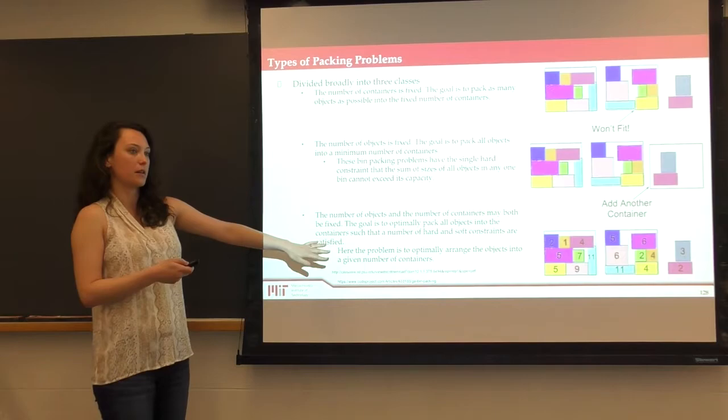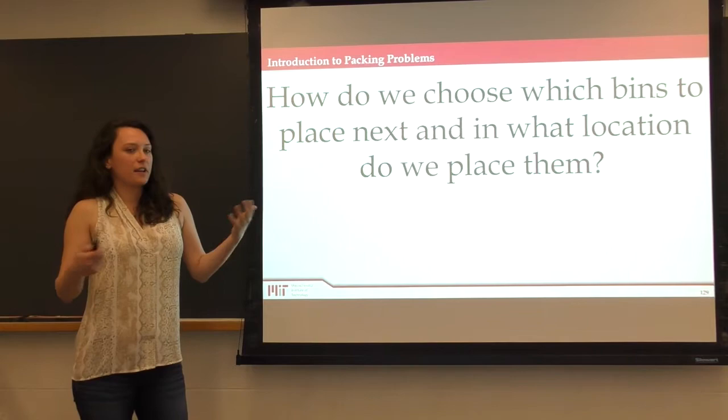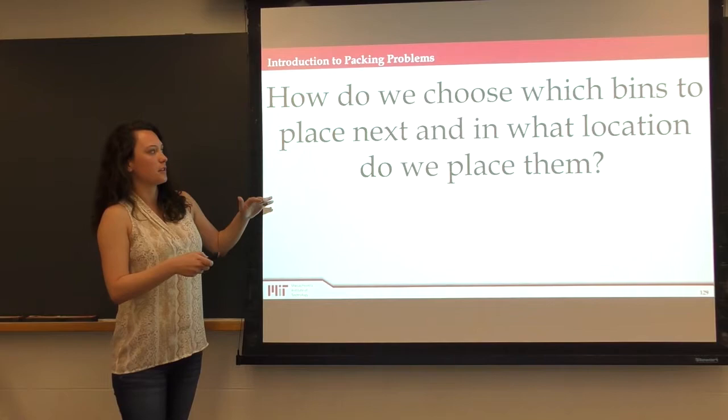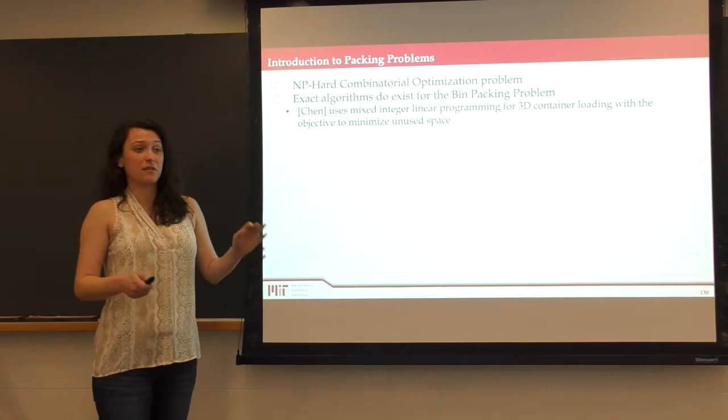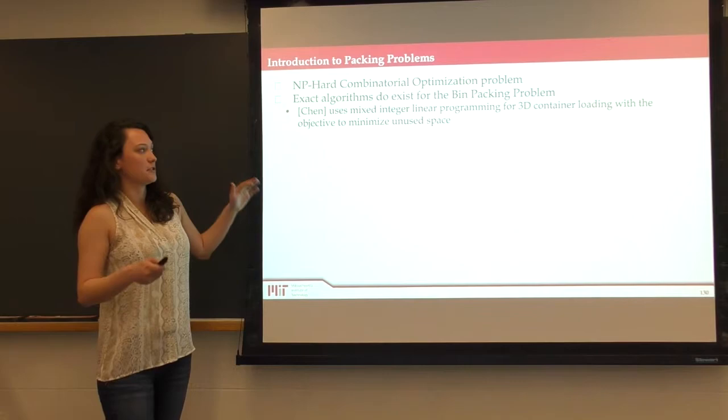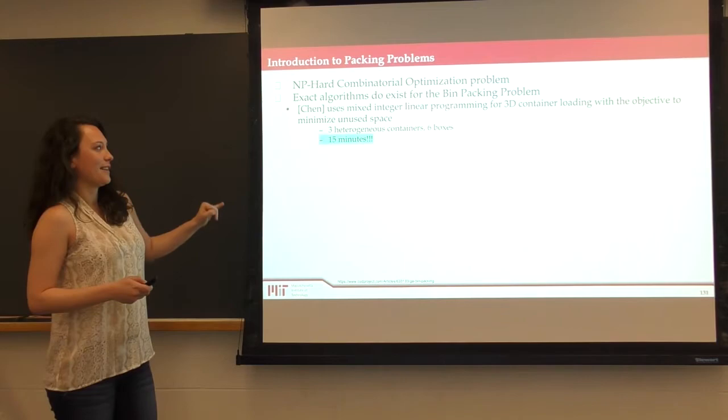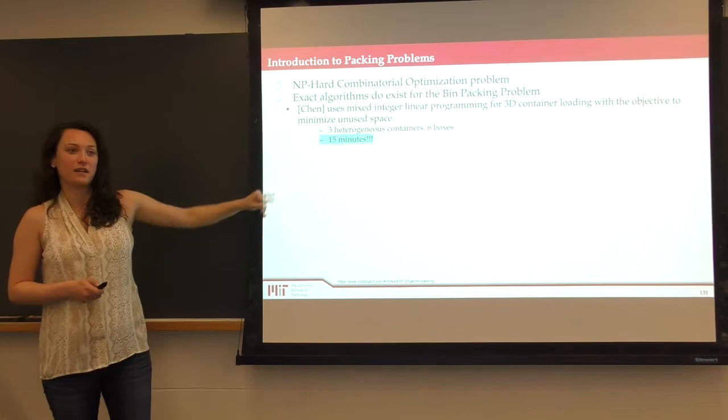The next question is, how do we choose which bins to place the objects in, and in what location? As I mentioned before, it's an NP-hard combinatorial optimization problem. There are exact algorithms that solve for optimal solutions every time. One example is mixed integer linear programming. There are also branch and bound techniques. But in one paper that I read, it only contained 3 containers and 6 boxes, and it took 15 minutes to find a solution, which doesn't sound very efficient.